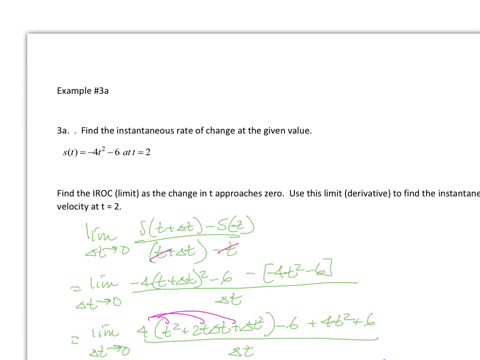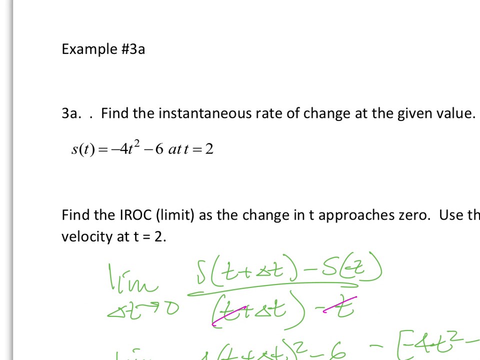All right. This is example 3A from the notes. Now, this is one we did not get to. So here we have it worked out, and I will explain it. So we are finding the instantaneous rate of change at a value. So here we have the S sub t. So again, just to remind you, that is what we call a position function.